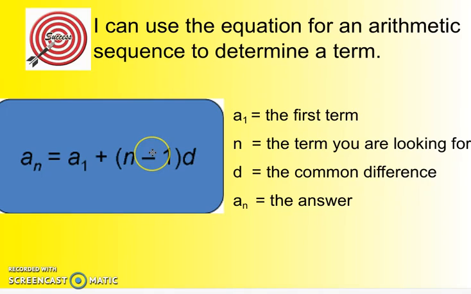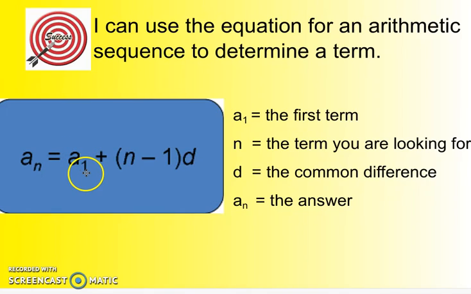Now let's talk about what all these mean. Well, a sub n is basically what the answer will be for whatever term we're looking for. So n right here would be the term that we're looking for. If we're looking for the 10th term, then we would put a 10 wherever we see the n. Do you see an n here and an n here? In both of those locations, we would put whatever number of term we're looking for.